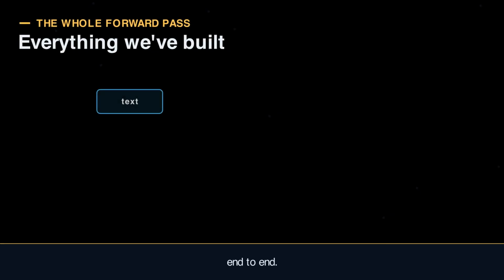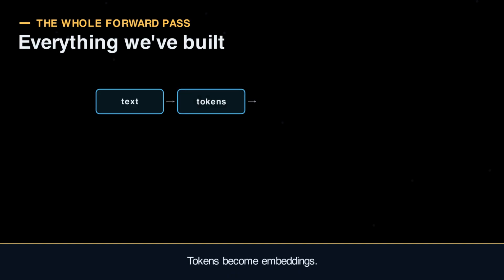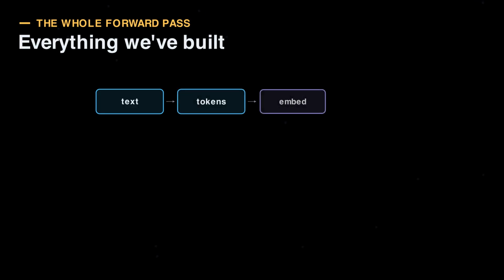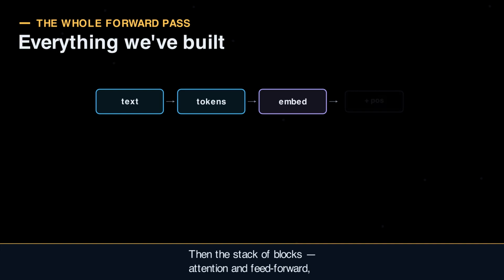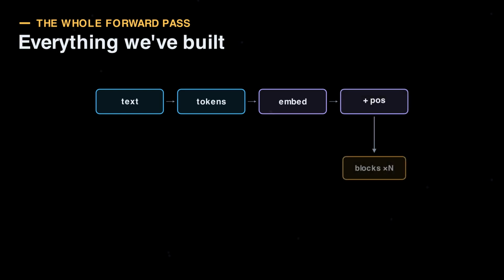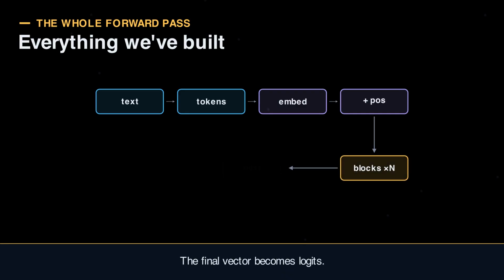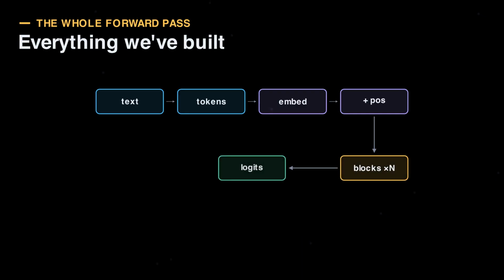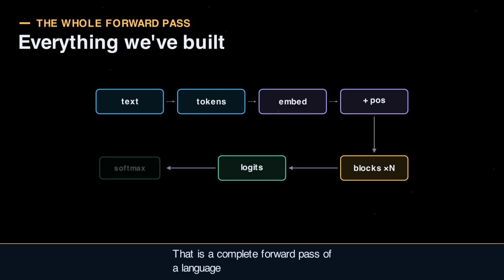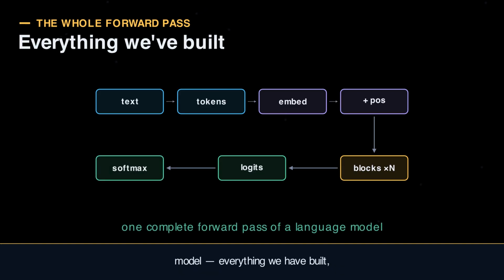So let's trace the entire journey end to end. Text becomes tokens, tokens become embeddings, we add position. Then the stack of blocks, attention and feed forward again and again. The final vector becomes logits, Softmax makes probabilities. That is a complete forward pass of a language model, everything we have built in one pipeline.